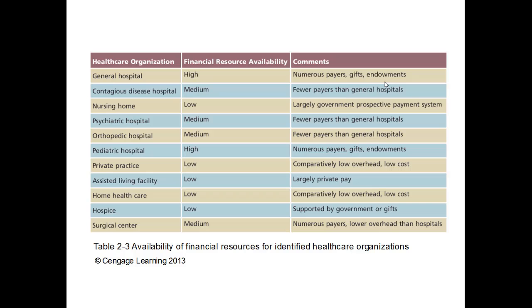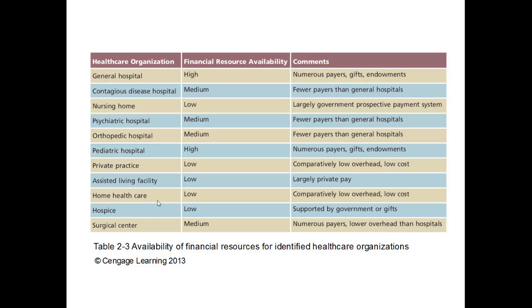Alright, in this table we have the availability of financial resources for some various organizations. Such as a general hospital would require a high amount of financial resources, either from endowments or numerous payers, such as patients, or gifts, for example.